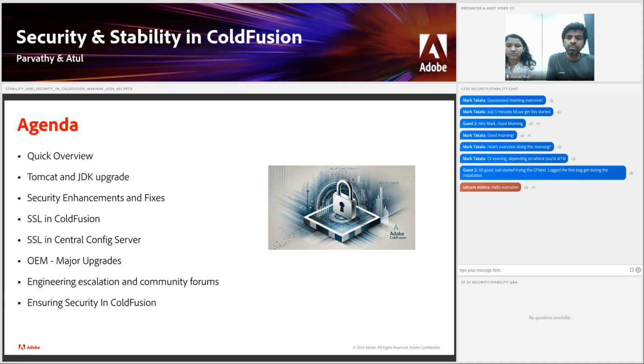And after that, Parvati will be talking about OEMs, what are the major upgrades we have done so far in this release. And with this, she'll move forward to engineering escalations and community forums, the bugs that we pick up from there, and how we handle security over that, and how we push the changes over as part of our updates. Then we finally move to the section where we talk about ensuring security further with one more step in ColdFusion. How do we talk to researchers internally and externally and enhance security within the ColdFusion platform? All right, so let's get started.